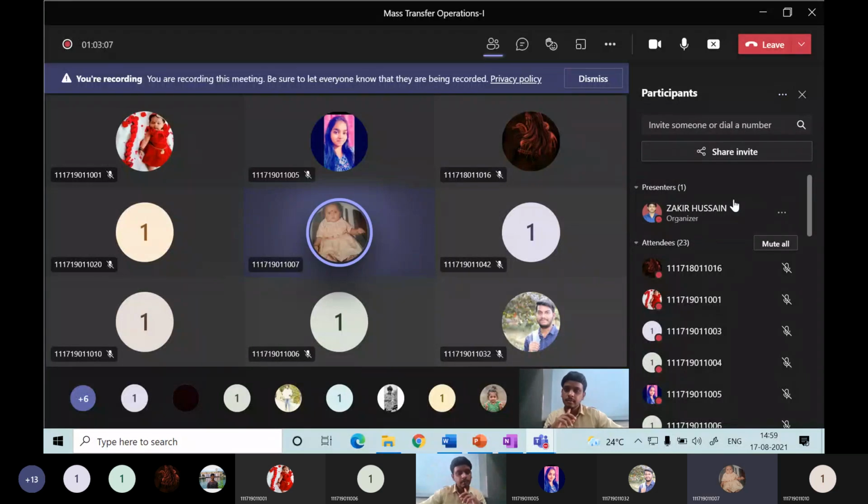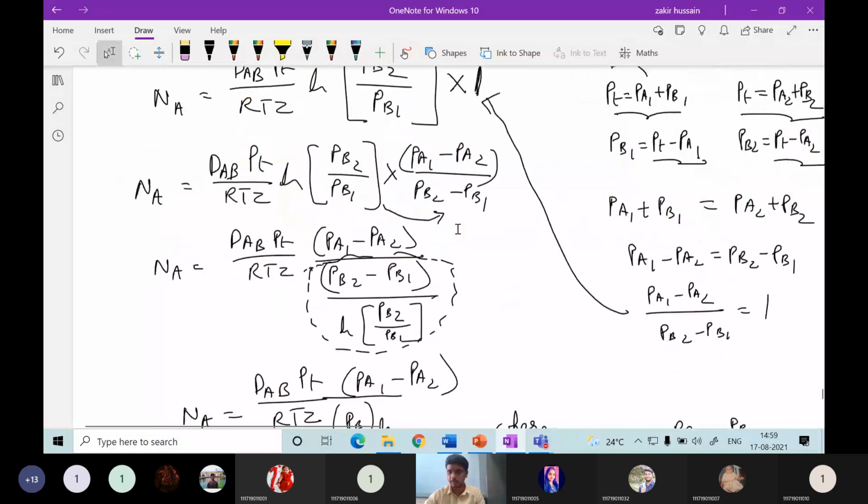Sir, can you give these derivations in one note, sir? Yes, one note I will be supplying. Once this unit is completed, I will give the entire PDF.